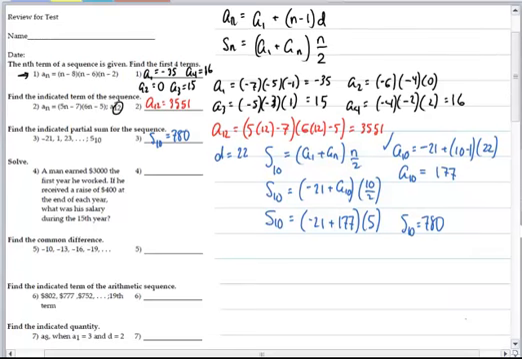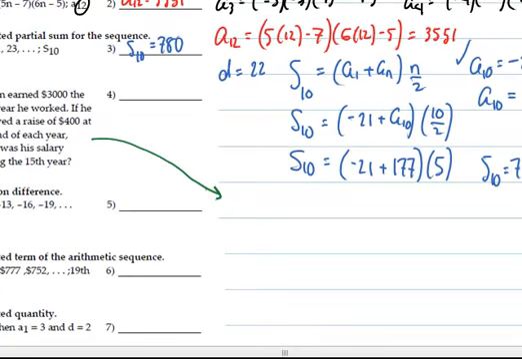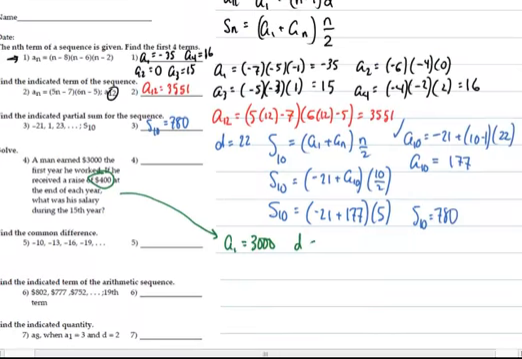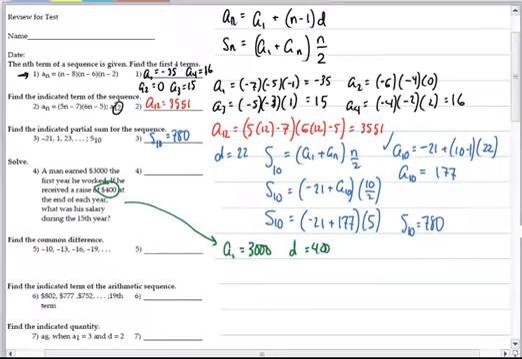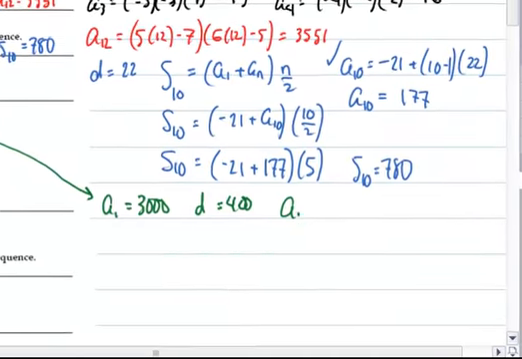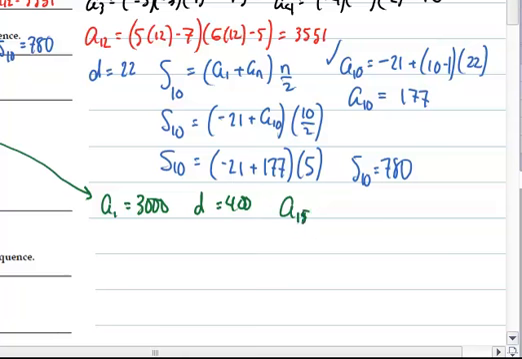For number 4, we have the story about a man who earns $3,000 the first year, and then each year he gets a $400 raise. So his first year pay is $3,000, and the difference in pay is going to be $400. So we could figure out what his 15th year would be by using a sub 15, because it's an arithmetic sequence.